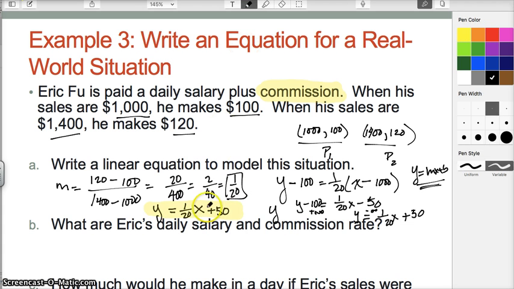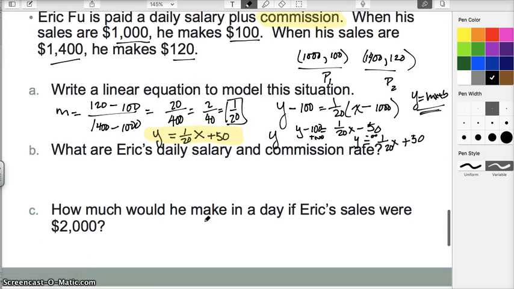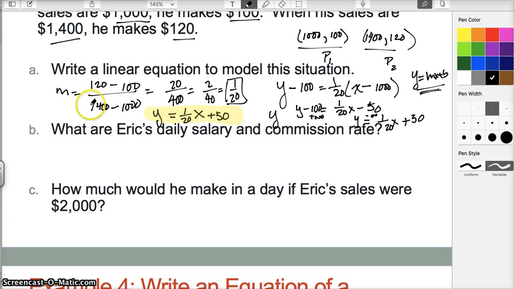And I've highlighted that down here. All right, so what are Eric's daily salary and commission rate? So he gets a daily salary, the amount of money he gets for just showing up, and then he gets a commission rate based on how much money he makes in his sales. So he gets his commission rate based on x. So for every x dollar he makes, he's going to make a certain amount. And as you can see over here, this slope is really his commission rate, and this 50 back here is just the amount of money he gets for showing up at work that day, whether he makes a sale or not. And so that's his salary.